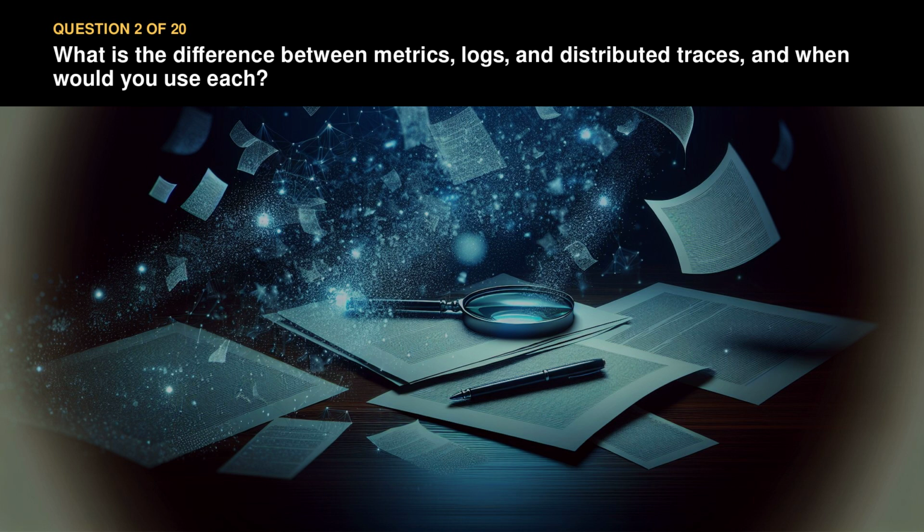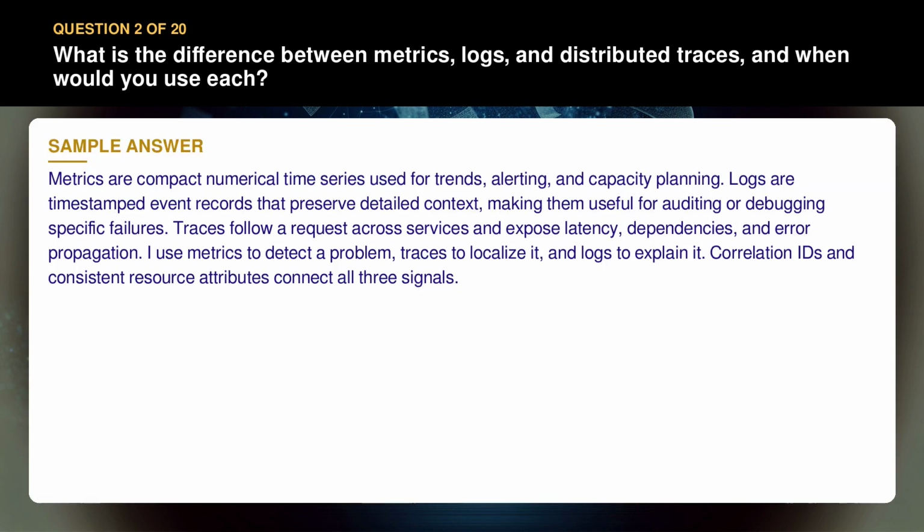Question 2. What is the difference between metrics, logs, and distributed traces, and when would you use each? Metrics are compact numerical time series used for trends, alerting, and capacity planning. Logs are timestamped event records that preserve detailed context, making them useful for auditing or debugging specific failures.